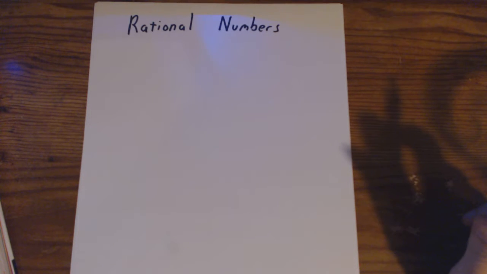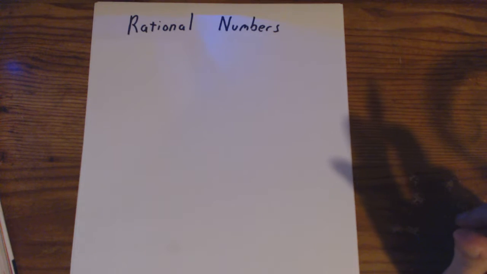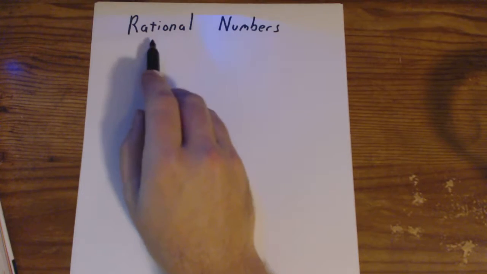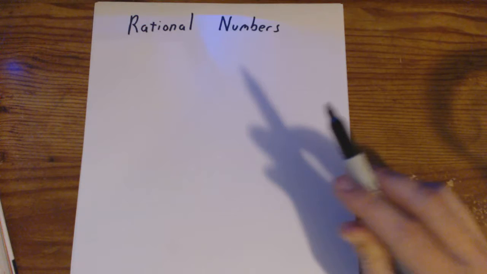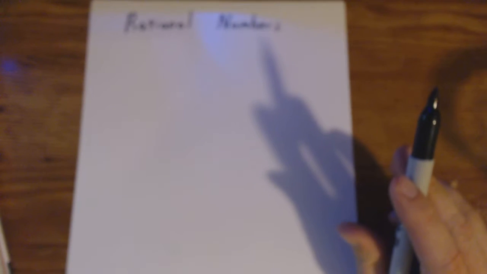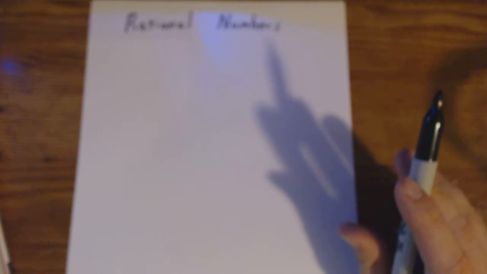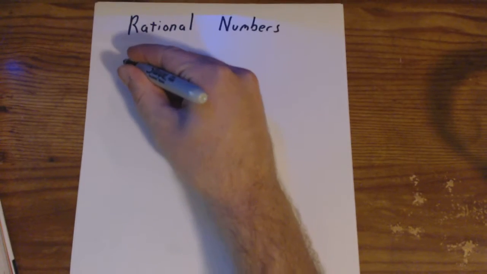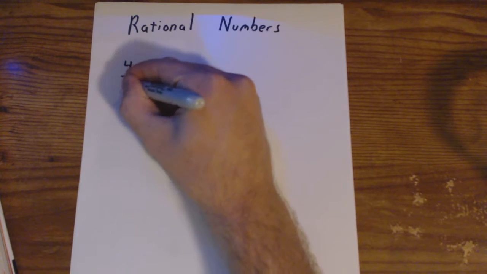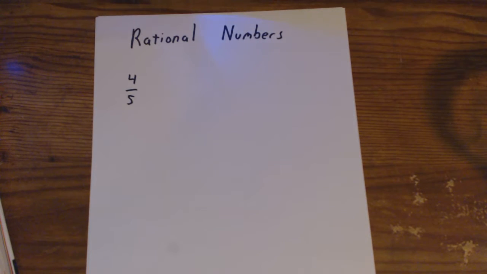A rational number is a number that can be written as a ratio. Obviously, you see "ratio" in "rational numbers." Now, it's important to remember that when we're talking about ratios, we're talking about fractions, essentially. That's an easy way to think of it, as a fraction. So, for example, you might have 4/5. There's a rational number.